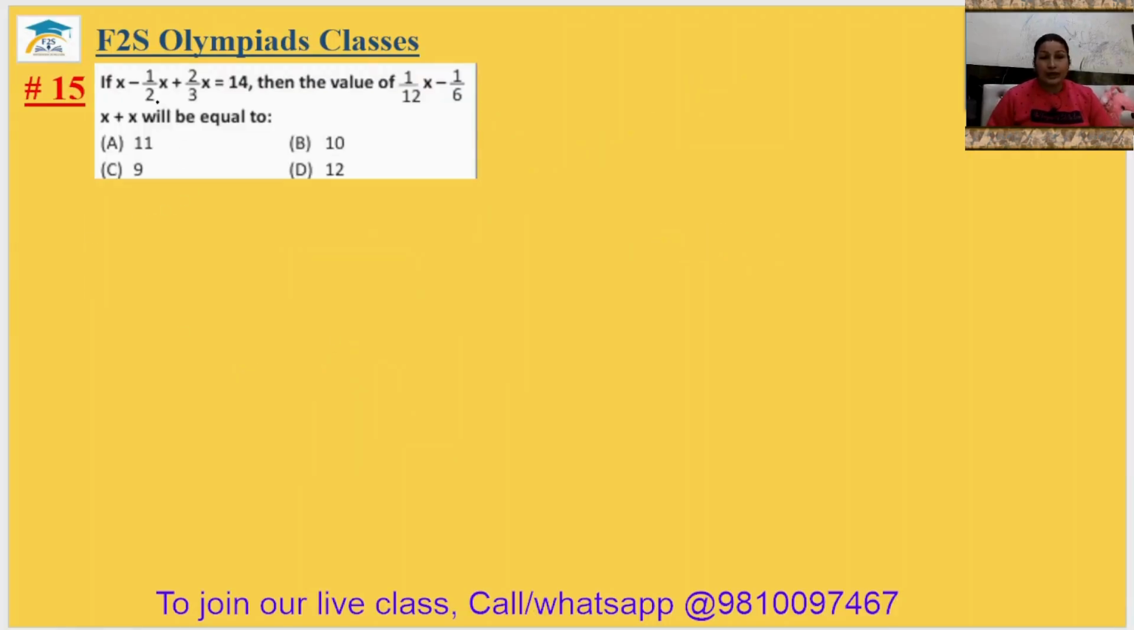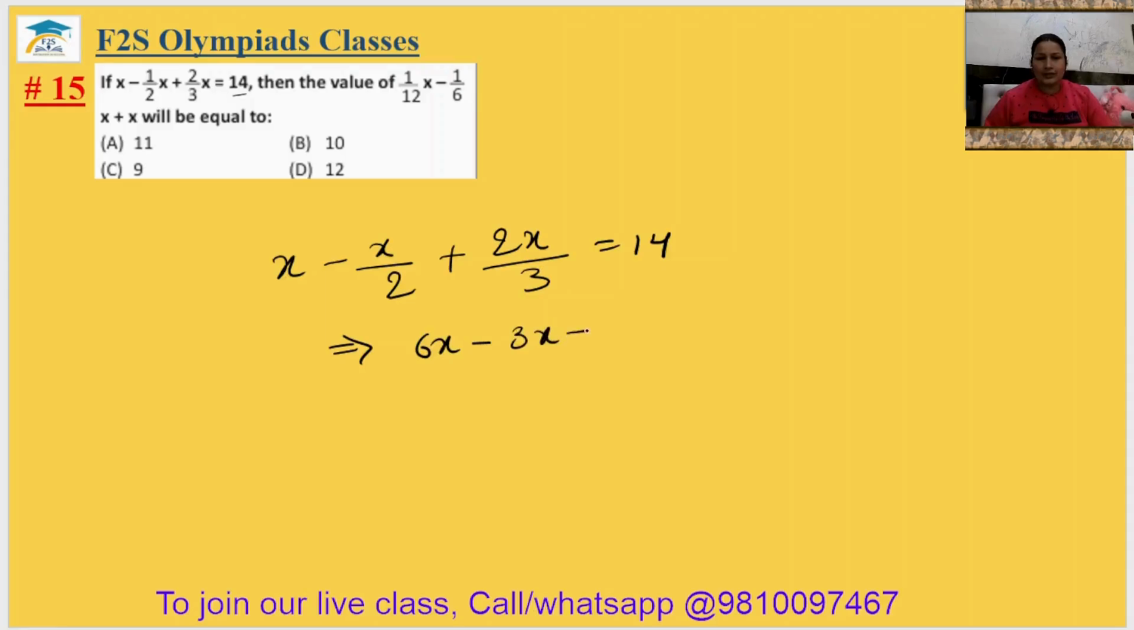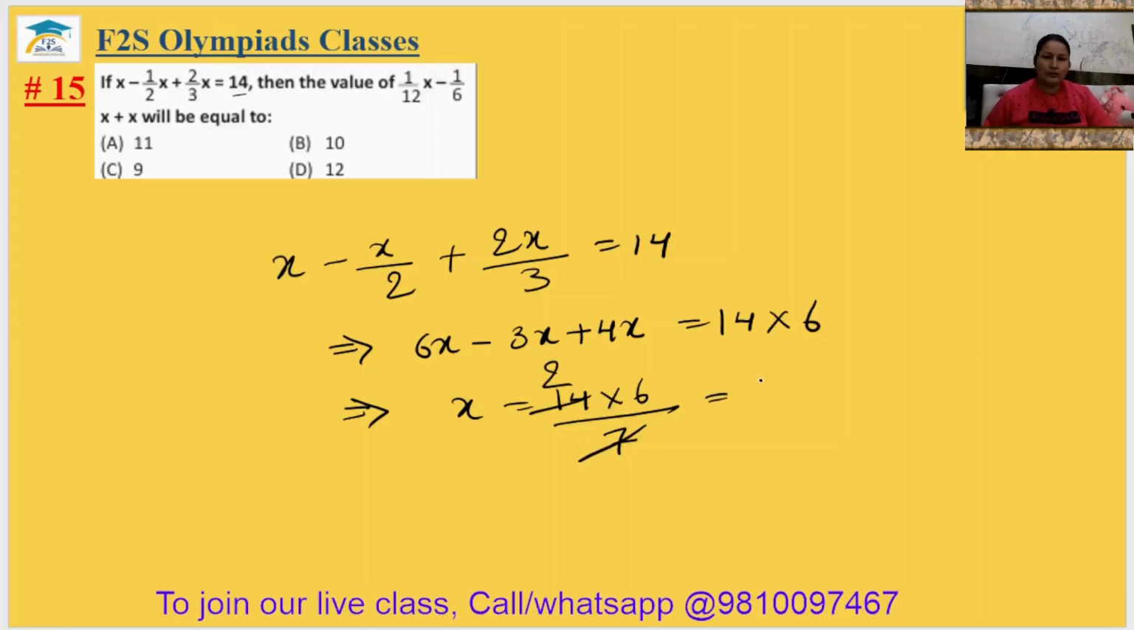Question number 15. x minus half x plus 2 by 3 x equal to 14. So we can write it as x minus x by 2 plus 2x by 3 equal to 14. This implies 6x minus 3x plus 4x equal to 14 multiplied by 6. So 7x, x equal to 14 multiplied by 6 upon 7. 7 twos are 14, so x is 12. So 1 by 12 x minus 1 by 6 x plus x.